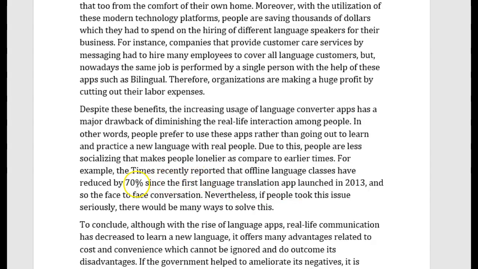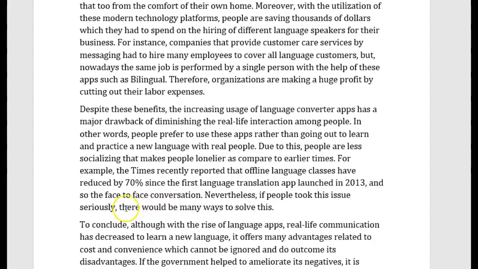Okay, so they have, let's see, offline language classes have dropped. Language classes have, wait, let's try that again. Recently reported that attendance in offline language classes has dropped by 70%. I know what you're trying to do here, but I'm having a really hard time trying to fix it. So you just have to correct this. I know what you're trying to do, but like I said, it just doesn't work.